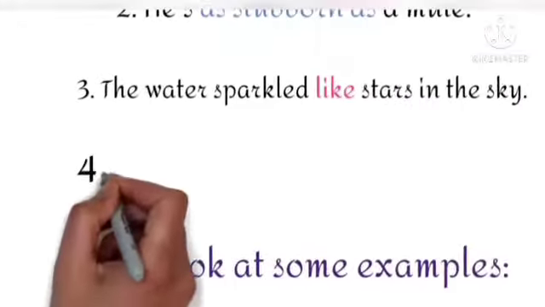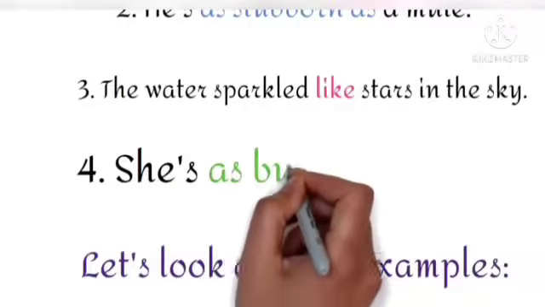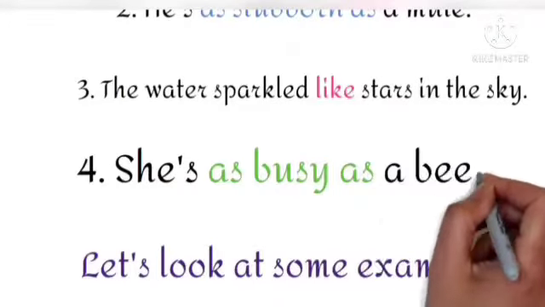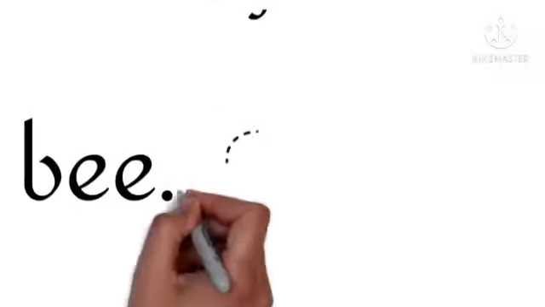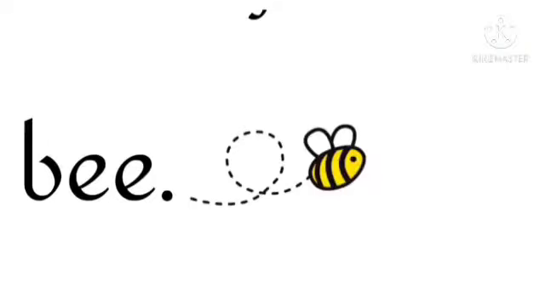Next one, she's as busy as a bee. So here you're making a comparison. The adjective that you have used here to compare the two things is busy. So she's as busy as a bee. She's busy like a bee.